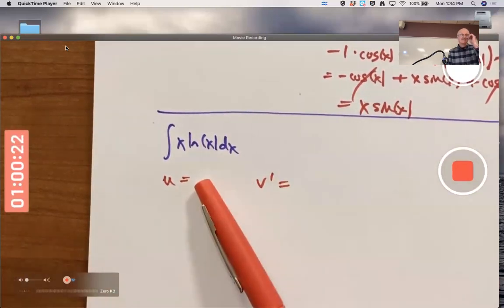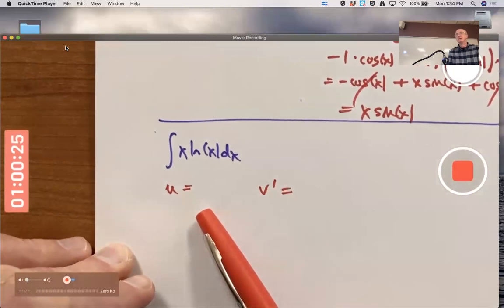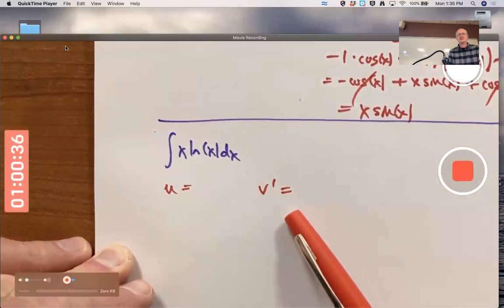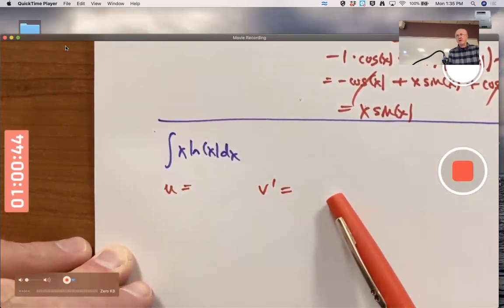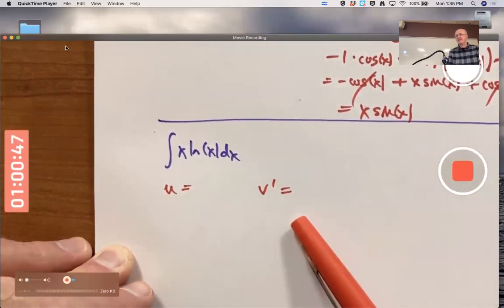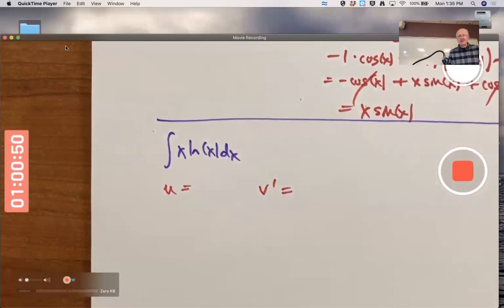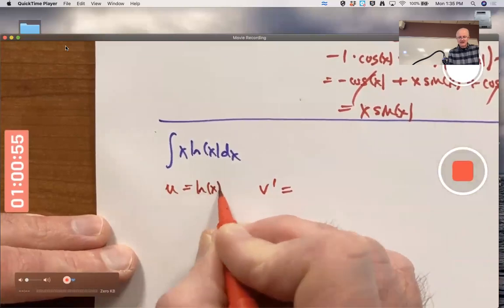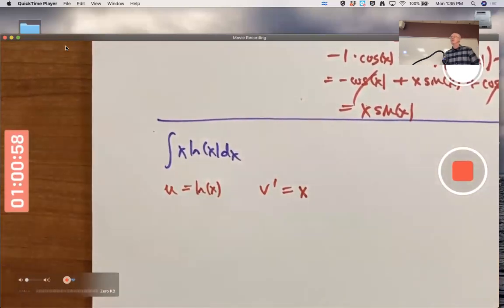Now, if u were x, then u prime would be 1 and would be simpler. However, that's bad here because that would imply v prime is natural log of x, and it's not so easy to integrate natural log of x. It's not something you can do in your head, most people. The derivative of natural log is easy. That's 1 over x. But we don't want to differentiate natural log of x in that case. We'd want to integrate it. So counterintuitively, we actually want u to be natural log of x and v prime to be x, which is the opposite of what happened in the previous example.